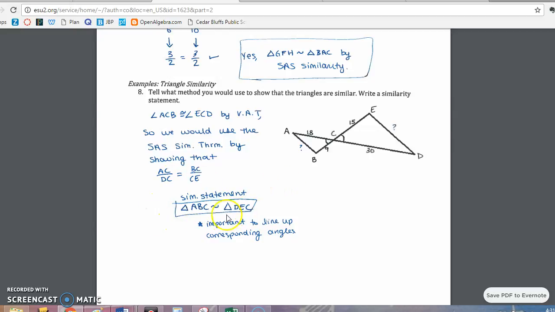And this is the similarity statement we would write. Remember, it's important to line up your corresponding angles. So A to D, E and B, and then angle C and angle C. Let's line up. And that's it.